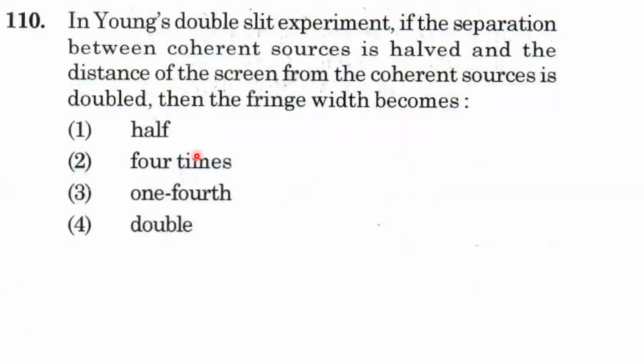110th question. In Young's double slit experiment, if the separation between the coherent sources is halved and the distance of the screen from the coherent sources is doubled, then the fringe width becomes what? Now see here, the new distance between the slits is d by 2 and the new distance between the slits and screen is 2D, doubled. Now they are asking for the fringe width beta dash. Actually the fringe width formula is beta is equal to lambda D by small d, lambda capital D by small d.